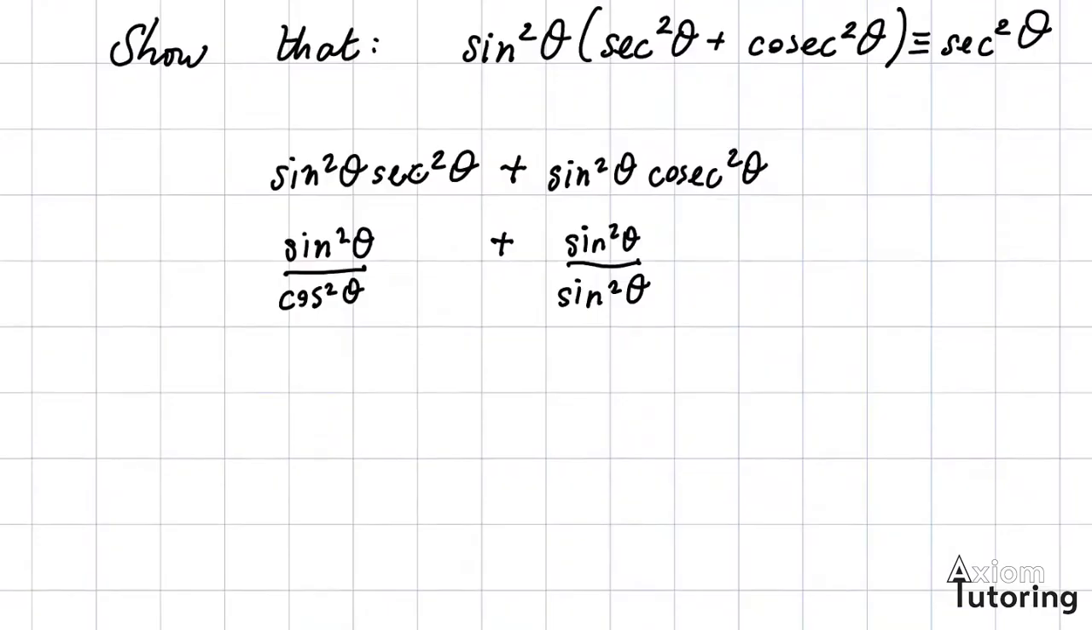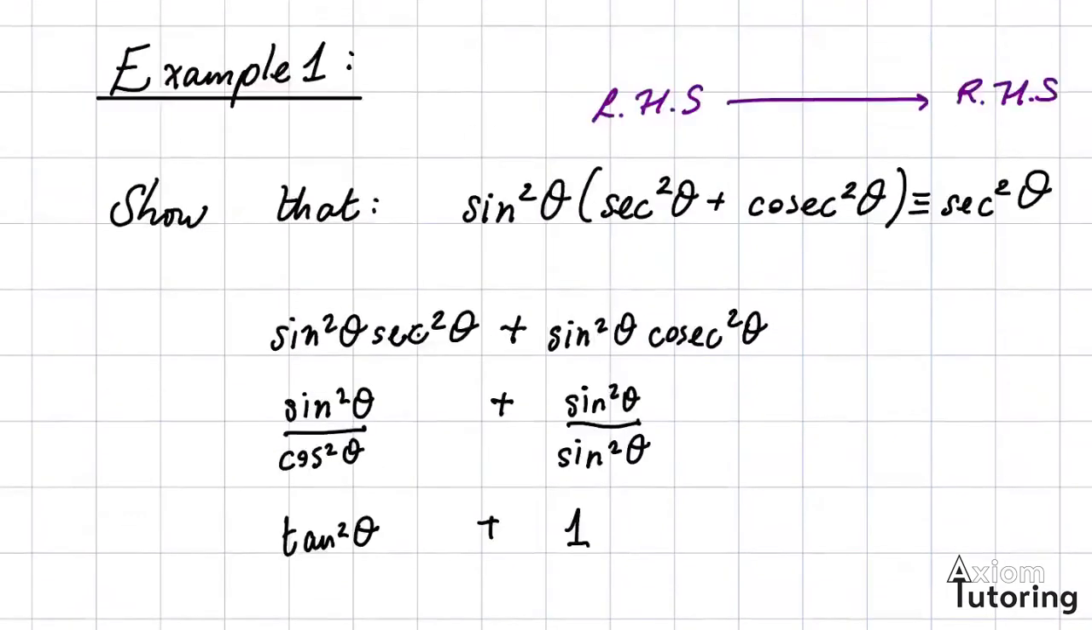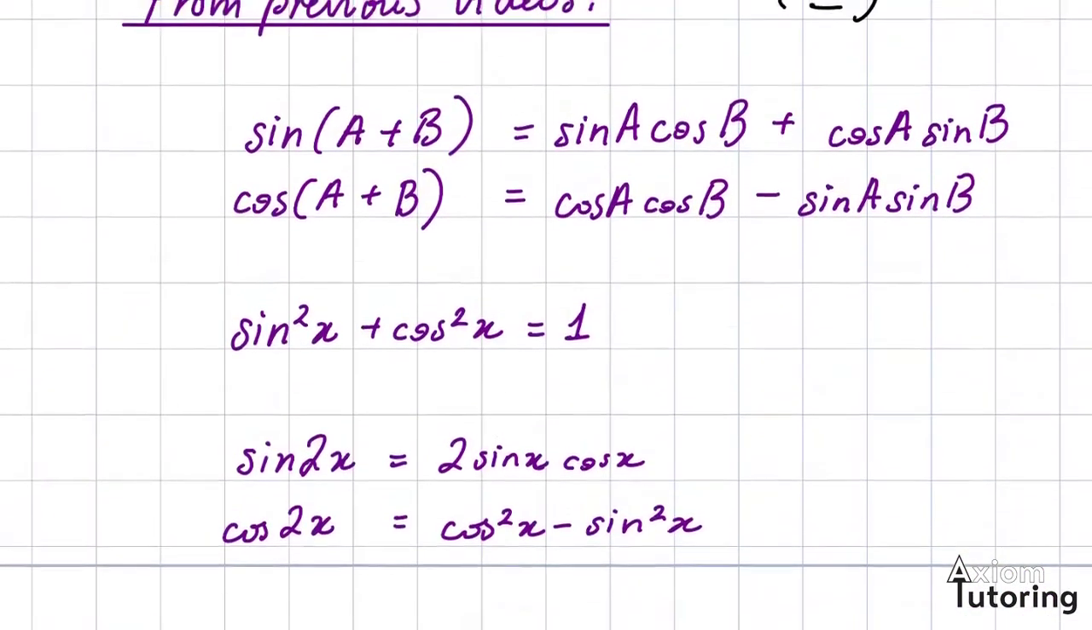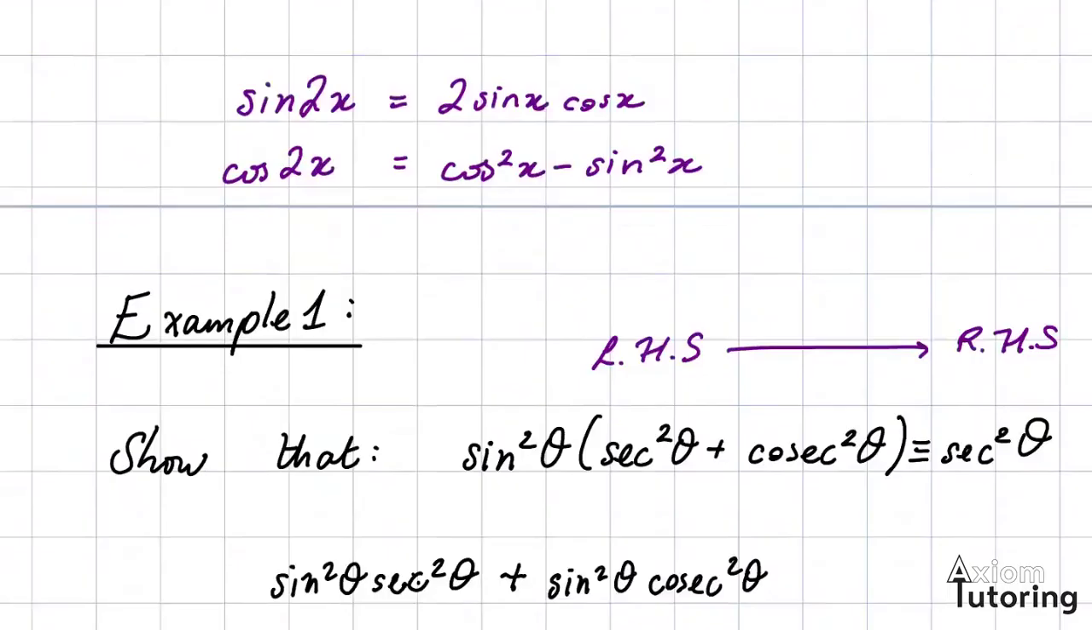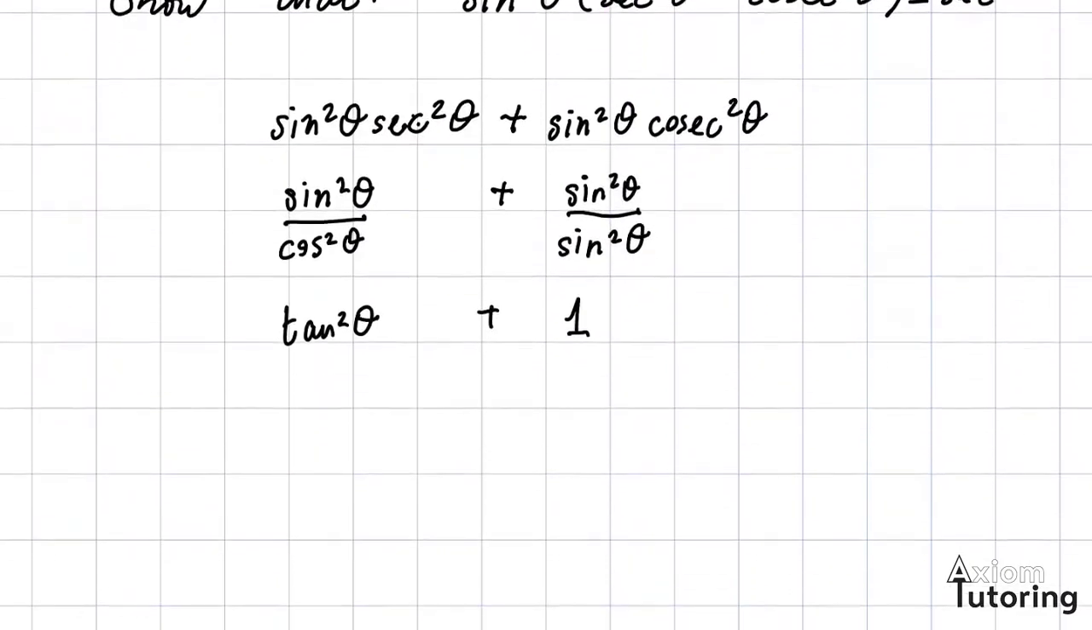So from here, sine squared theta over cos squared theta, well, sine theta over cos theta is tan theta. So then that first term is just tan squared theta. And then our second term, sine squared theta over sine squared theta, is just 1. And now we can look up here to one of our identities that we looked at in the first video, sine squared x plus cos squared x equals 1. Well, we know that we can transform that a little bit, and I'll just write it out here. Sine squared x plus cos squared x equals 1.